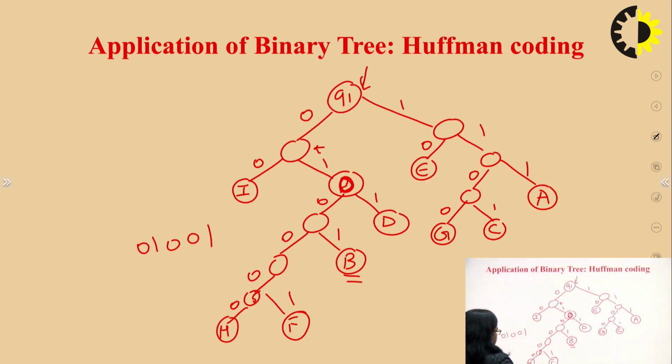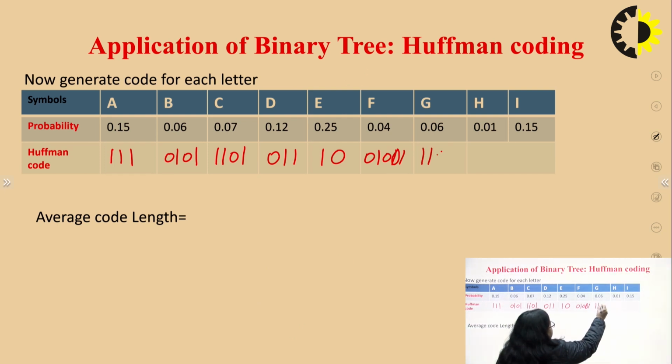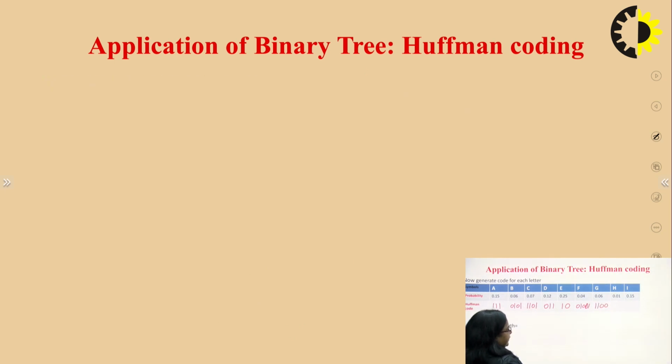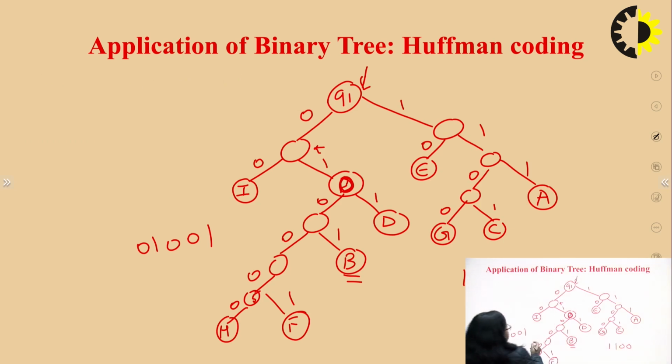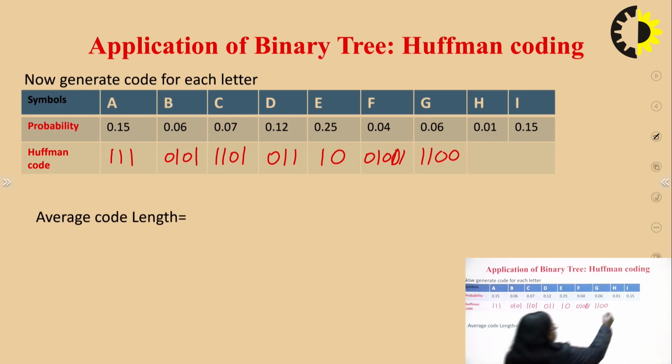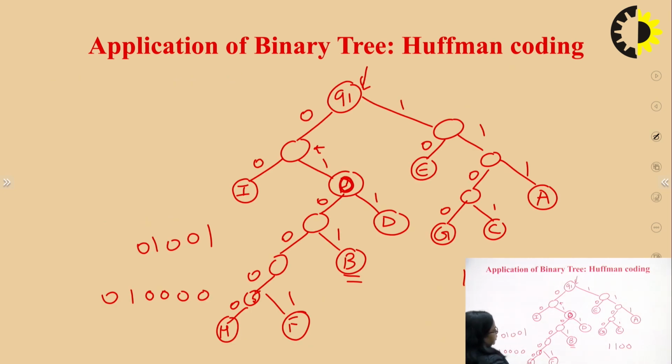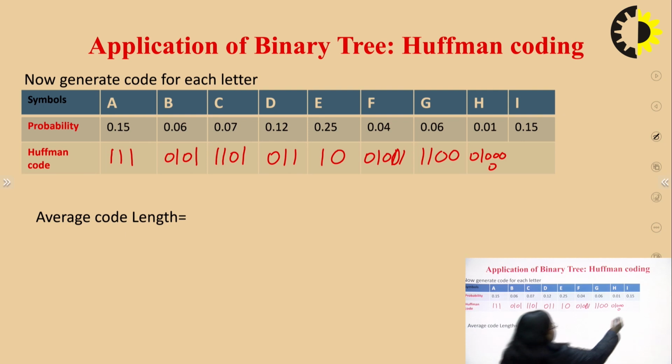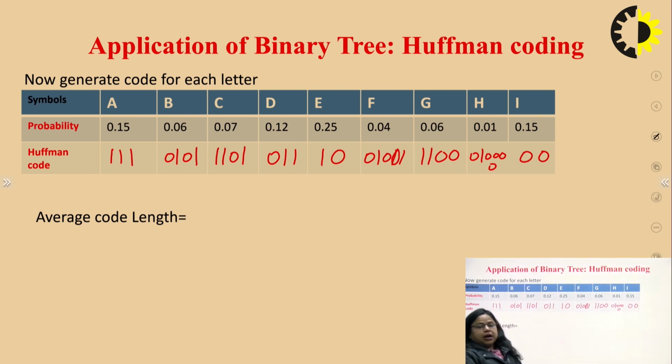Then we write for G. G becomes 1, 1, 0, 0. Then we write for H. For H, it becomes 0, 1, 0, 0, 0, 0, four times 0, right? And then finally for I it is 0, 0, right? This is the way we calculate the Huffman codes for the particular letter, right?